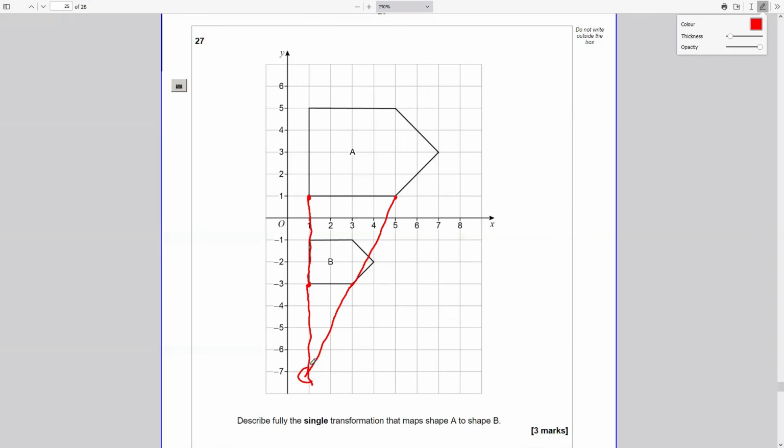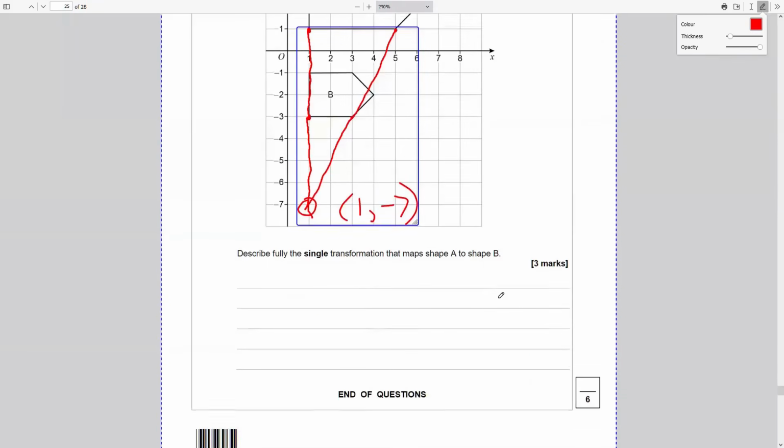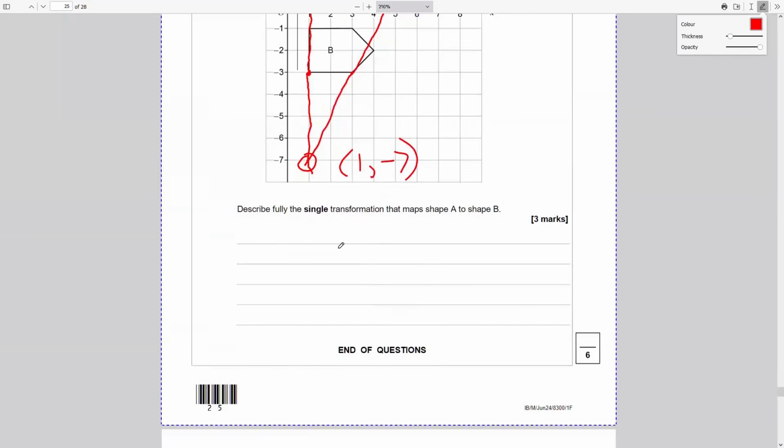So there's our point of origin, which is 1, minus 7. And if you look at it, this is half the size. That's 2 squares there. This is 4. And because it's going this way, the A is mapping onto the B. It's a half scale.